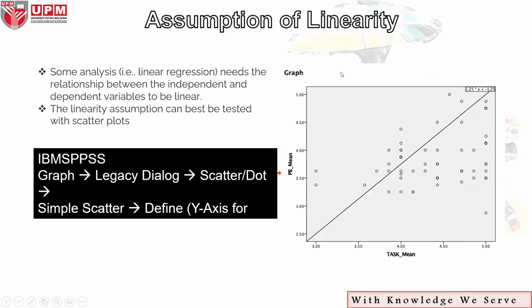Okay, assumption of linearity. Some analyses, for example linear regression, need the relationship to be linear between the IV and DV. So the linearity assumption can be tested with a scatter plot. This is the easiest to use. If you want to access this function, click IBM SPSS, click Graphs, Legacy Dialogs, pick Scatter/Dot, and then choose Simple Scatter and define the axes: Y-axis for DV, X-axis for IV. Inshallah, I will touch on it in detail later in our regression section.